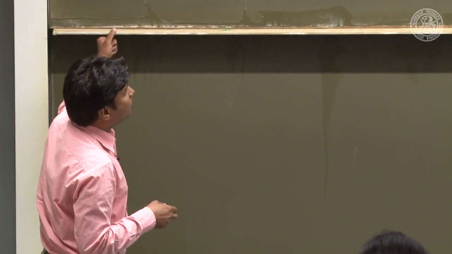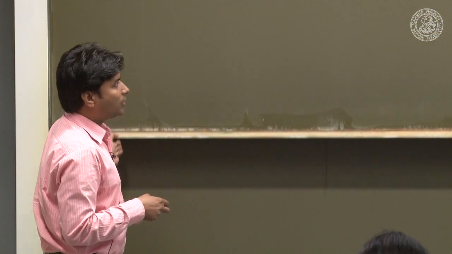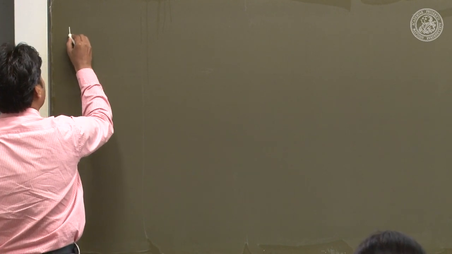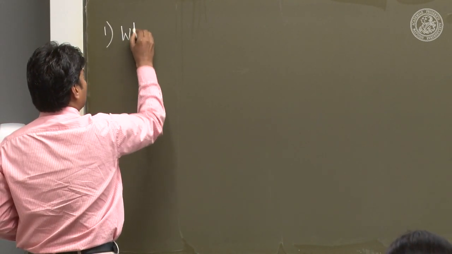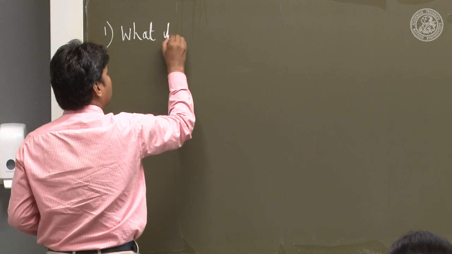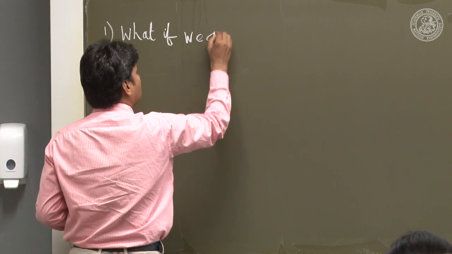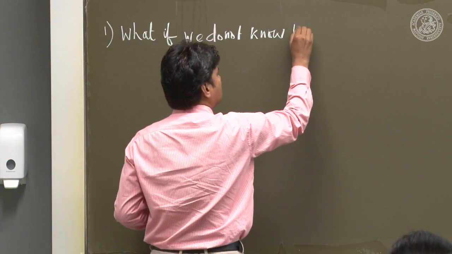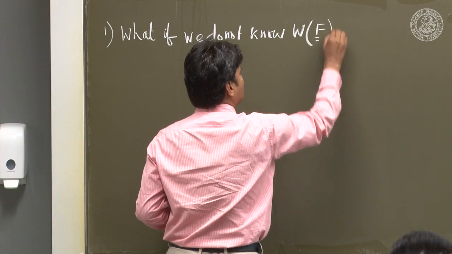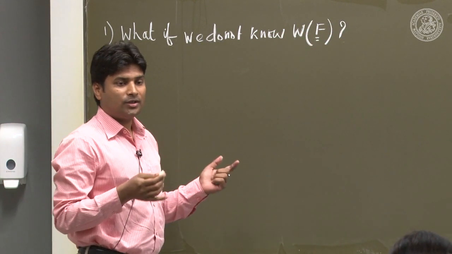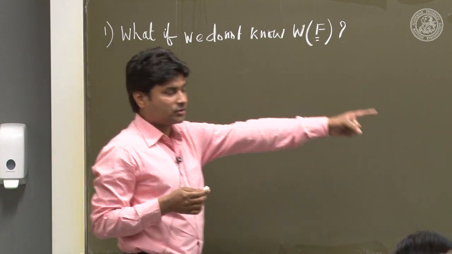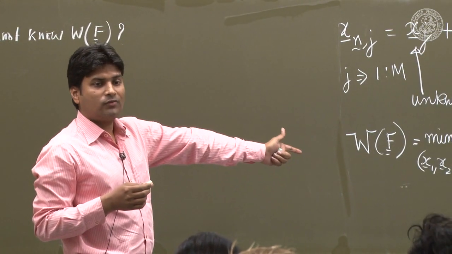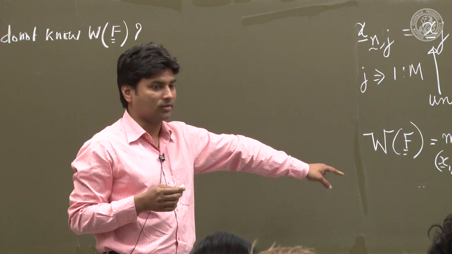So, let me give you some more perspective. As Prakhar told you in the beginning, the first question was, what if we do not know W of F for a material? So, that question he has addressed for crystalline materials, right? If you do not know W of F for a material, you can find it through molecular mechanics.